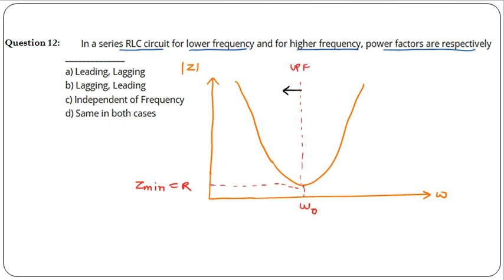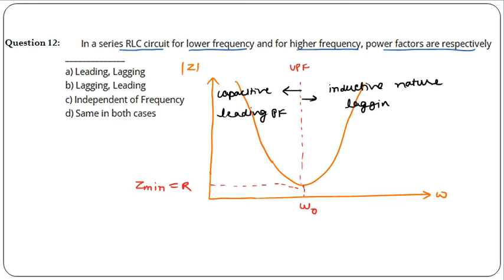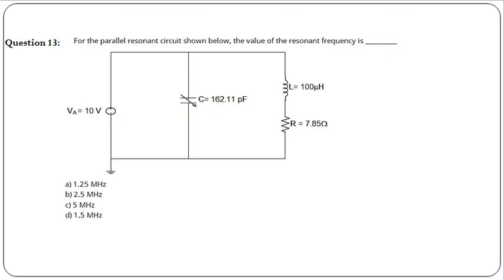So below this frequency the circuit will be capacitive in nature. If it is capacitive in nature, it means it will have a leading power factor, and above this frequency it will be of inductive nature. Okay, so it will have a lagging power factor. In the question it is asked first for the lower frequency. So at the lower frequency the power factor is leading, and for the higher frequency the power factor is lagging. So option A is correct.